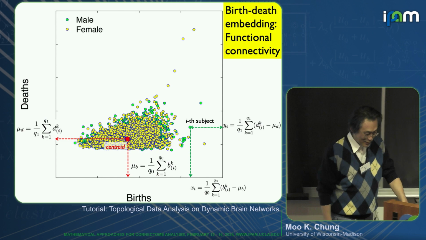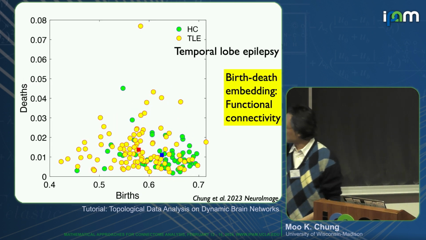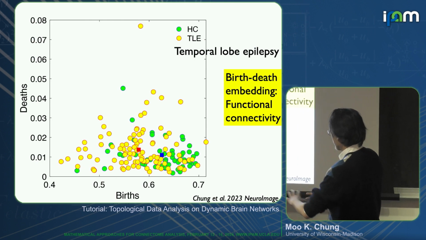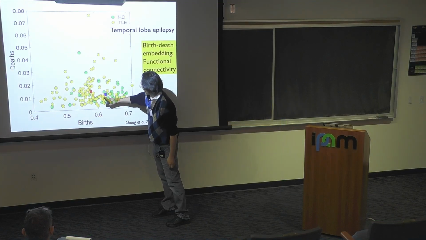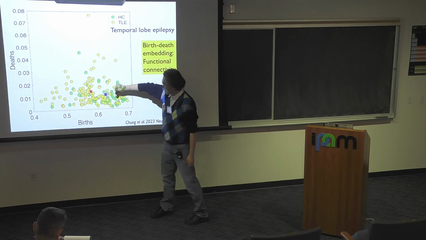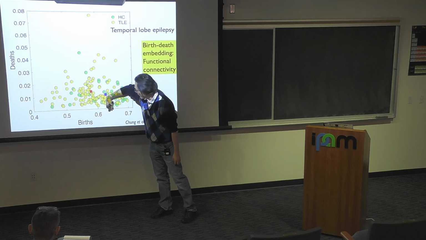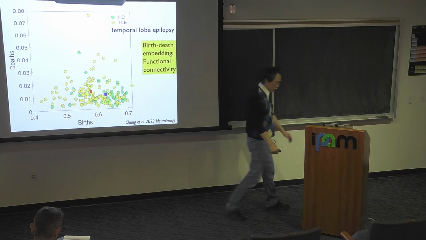But this is a stupid method, you might say. No, it's not stupid. We applied this to another dataset, temporal lobe epilepsy. In this case, it will split: temporal lobe epilepsy and normal control. The separation is basically zero-dimensional topology. A connected component is more important than the cycle. That's how we separate the groups.